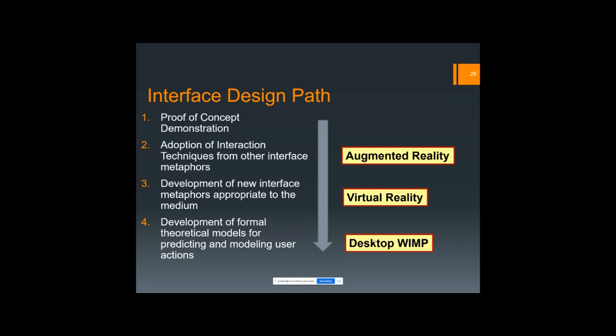Let's assume you have, then the next step you start to develop your new interface that is more suitable to what you actually need, to what the medium, either VR or those other things, needs. And then in the end, you start developing more formal theoretical models of that, which you can use for prediction, human perception, and a lot of those fields.